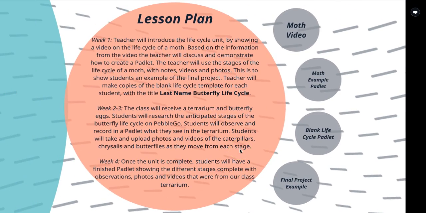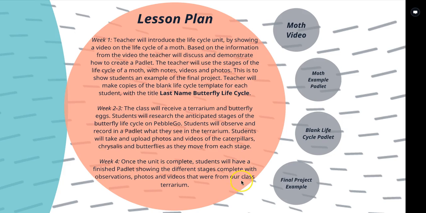And then weeks 2 through 3, the class will receive a terrarium and butterfly eggs. Students will research the anticipated stages of the butterfly life cycle on PebbleGo.com, which is a research webpage, and students will observe and record in a Padlet what they see in their terrarium. Students will take and upload photos and videos of the classroom's eggs as they turn into caterpillars, chrysalises, and butterflies, and as they move from each stage.